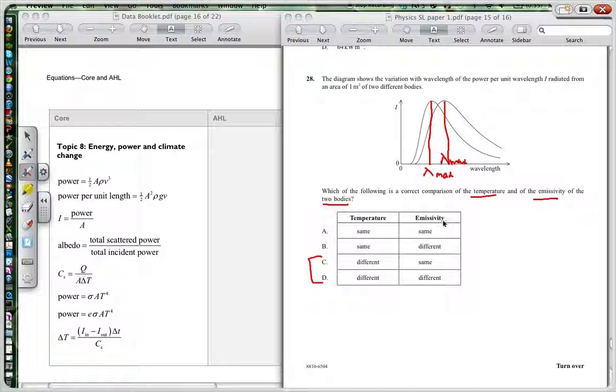And the emissivity is the amount of energy that's actually being emitted per unit area, per time interval. So we can see here that this is totally different. These two are totally different, your emissivity, so they would also be different. So it would actually be D would be the correct one there.